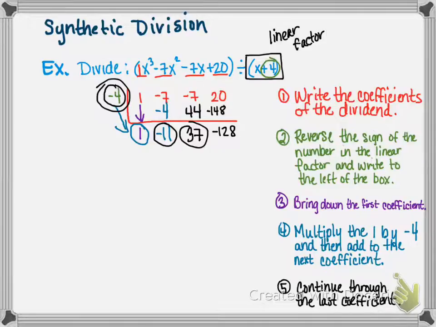In synthetic division, this last term will be the remainder. If it were 0, then our linear factor is a true factor of the polynomial. There would be 0 remainder.